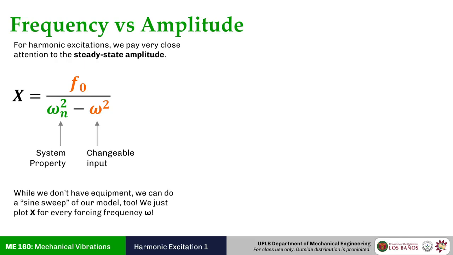So what we're going to do is model what we call a sine sweep or a frequency sweep. We're going to see the behavior of the steady state amplitude x as the forcing frequency changes. So again, we're going to model the change in steady state amplitude x with respect to forcing frequency omega. Although you might wonder how this is going to help, it will help much more than just staring at the time domain response.